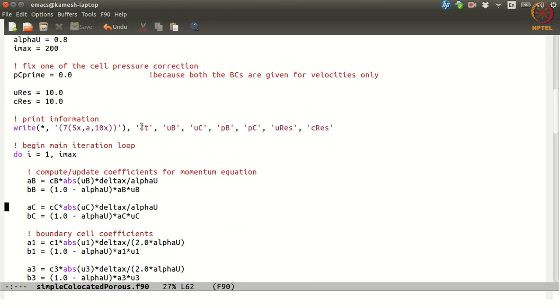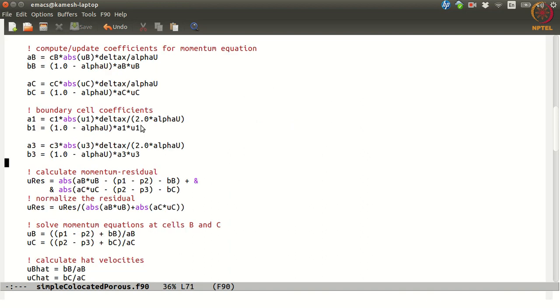These are populated. Then, similar to what we have for the cells, we also have these boundary coefficients. A1 equals C1 mod U1 delta X by 2. Remember, we had a 2 in here. Similarly, B1 would be equal to 1 minus alpha U times A1 times U1 star, with the 1 minus alpha U by alpha U here. Similarly, A3 would be equal to C3 mod U3 delta X by 2, and then divided by alpha U.